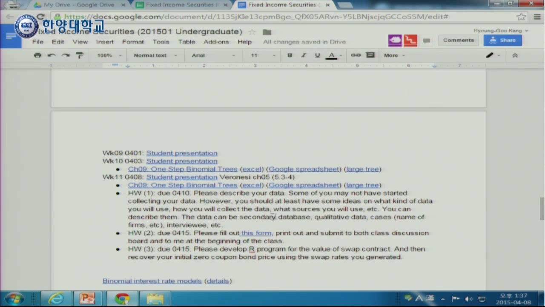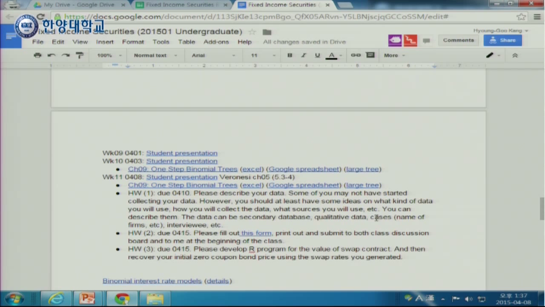The data can be a secondary database, qualitative data, cases, or if you want to interview, then it is like the name of the interviewee or the position of the interviewee, something like that. So again, you don't have to collect the data right away. It is like your plan to collect the data, what data you will collect. Okay? Maybe you fail to collect this data, it would be fine. Then you have to find alternative data. But at least you should have some thought about your data at this stage.